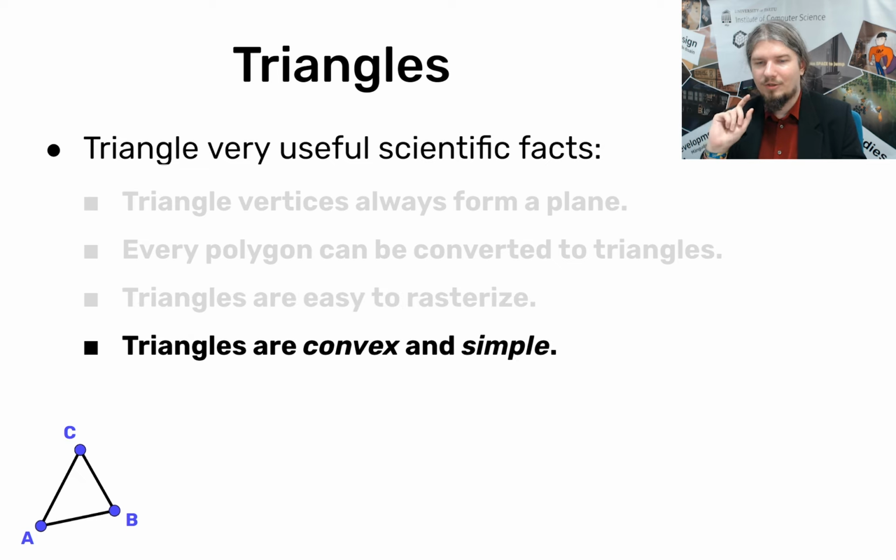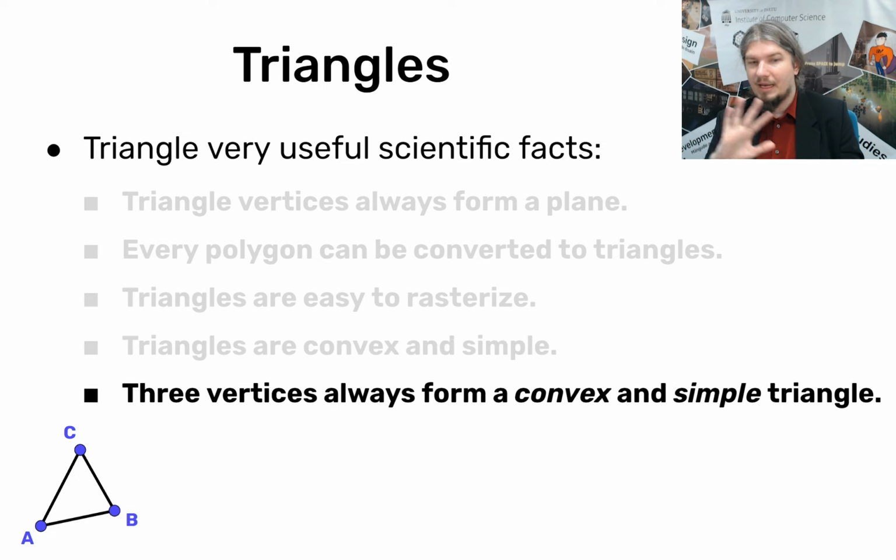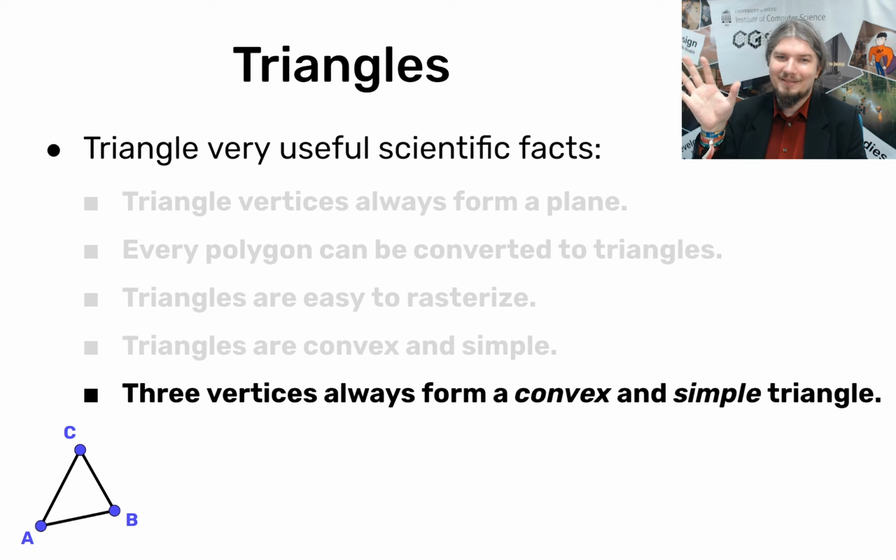Now, triangles are also convex and simple, and we'll see what those 2 terms mean in a moment. Any 3 vertices you have always form a convex and simple triangle. So you could send to the GPU any 3 coordinates and you might not even think, is it a triangle? How is it planar? I don't know. It's just three coordinates in 3D space, and whatever they are, they form a triangle.